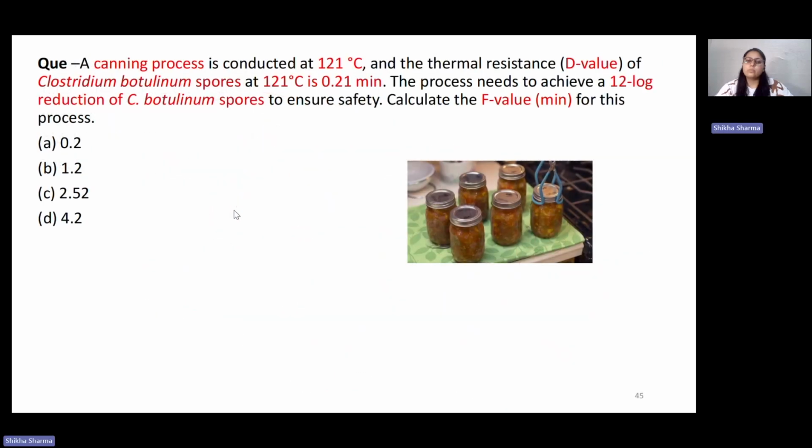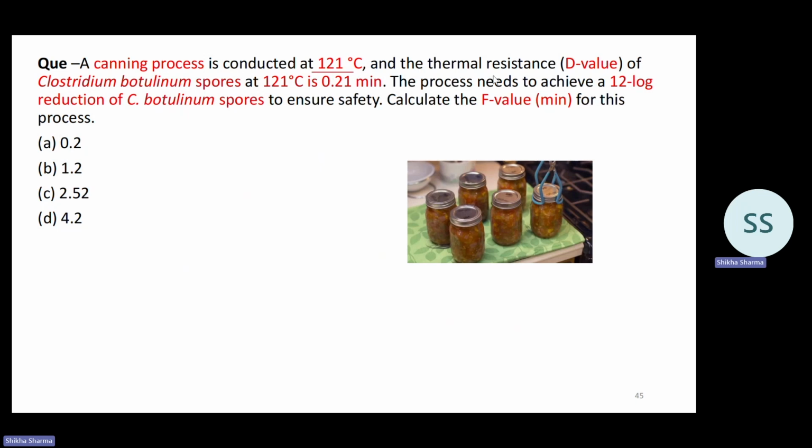Let's solve the next question, which is: a canning process is conducted at 121 degrees Celsius and the thermal resistance value, which is the D value of Clostridium botulinum spores at 121 degrees Celsius, is 0.21 minutes. The process needs to achieve a 12 log reduction of C. botulinum spores to ensure safety. So we need to calculate here the F value in minutes for this process.